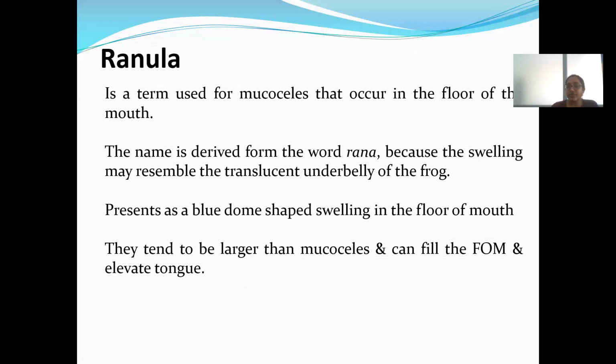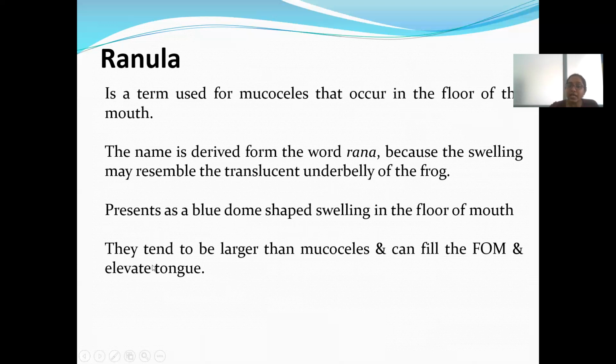That's what we call a ranula. The name ranula is derived from the word rana, which means the translucent underbelly of a frog. If you have seen a frog, its belly has a translucent appearance, and this ranula looks similar to that when we lift the tongue. Why is it called like that? Whenever a mucocele is present in the floor of the mouth, it usually involves the sublingual salivary gland. So it presents as a blue dome-shaped swelling in the floor of the mouth that looks similar to the belly of a frog. That's why it is called a ranula.